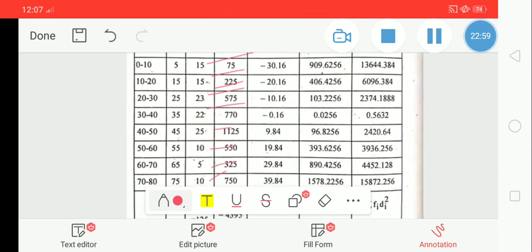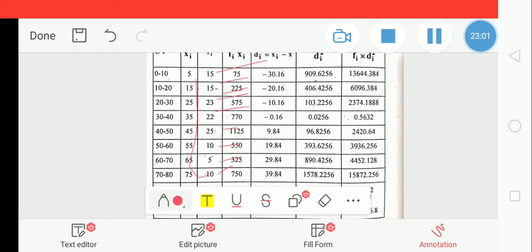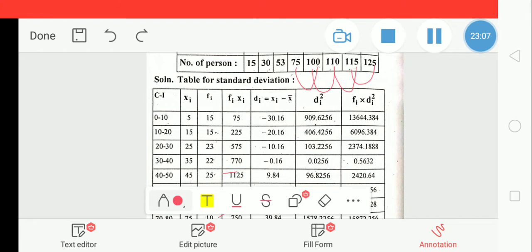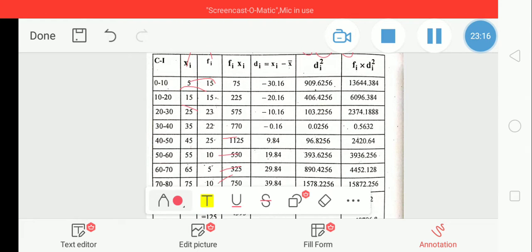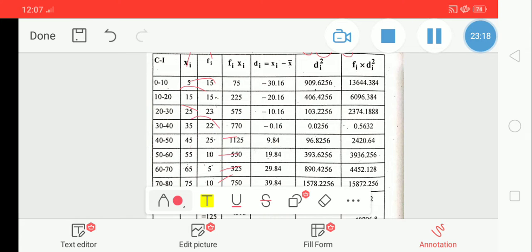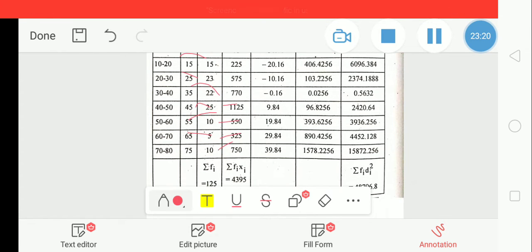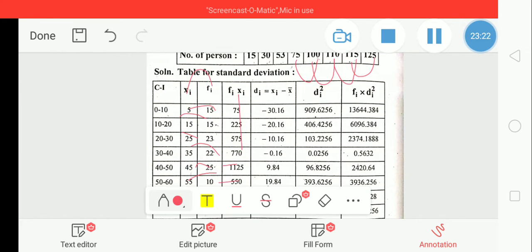So that is the frequency. So in this way we can find the frequency of this one. Now multiply by Fi, multiply by Xi. So 15 multiplied by 5, 15 multiplied by 15, 23 multiplied by 5, 35 multiplied by these and these. So these are Fi multiplied by Xi.